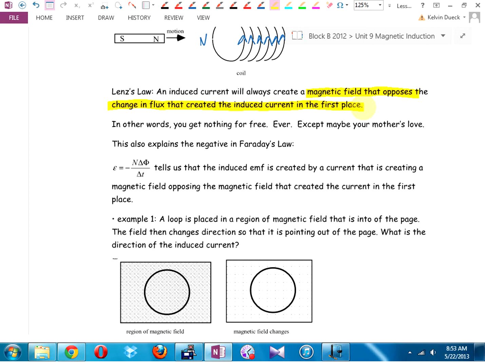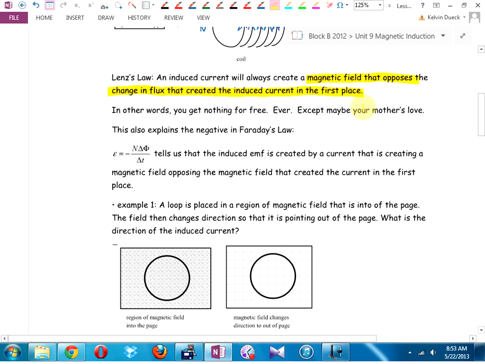This also explains the negative in Faraday's law. This negative right here tells us that the induced EMF, that induced voltage, is created by a current that's creating a magnetic field opposing the magnetic field that created the current in the first place. Let me give you some examples. Here are some classic questions I'd love to throw at you.